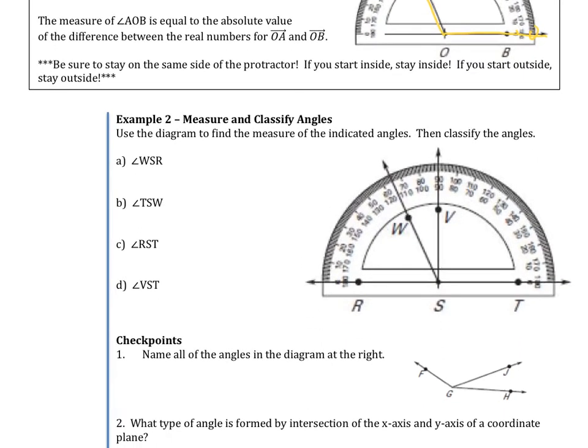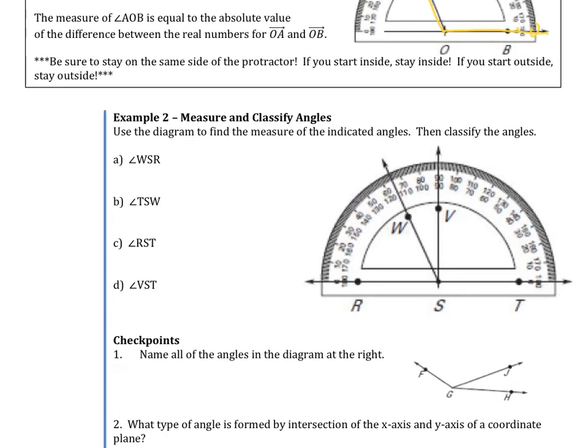So example 2, measure and classify the angles. So angle WSR, I read that wrong, WSR. So if you measure that angle, if you look at the numbers, it's 0, 10, 20, 30, 40, 50, 60. So if you check out those numbers, it goes up to about 65. So this would be 65 degrees, and we would call this acute because it's less than 90.